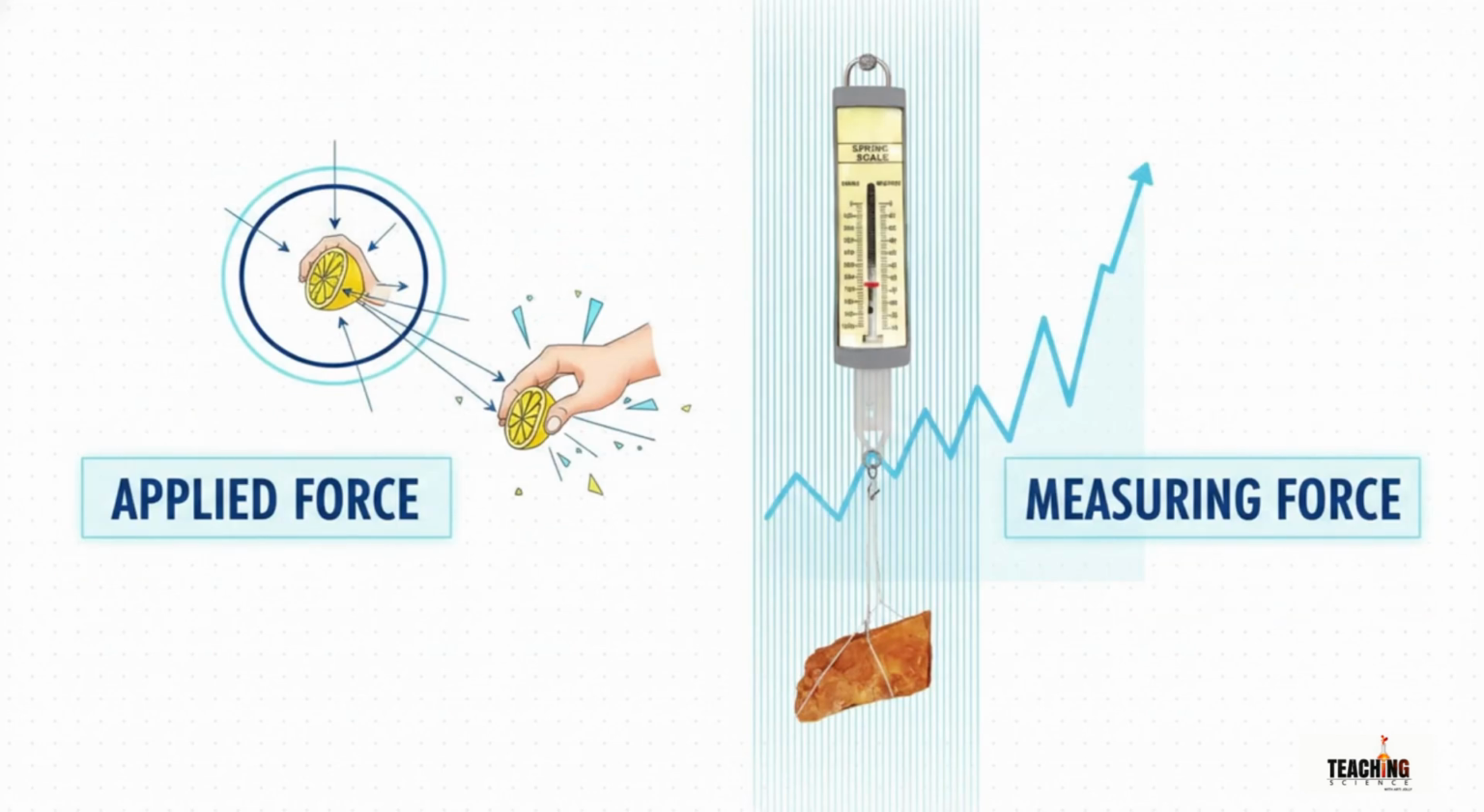But force isn't just about moving things around. Look at this. When you squeeze a lemon, your fingers are applying a force that literally changes the physical shape of the lemon itself. And we can actually measure this stuff too. If you pull the hook at the bottom of a spring balance, it stretches the spring inside. That stretch lets us precisely measure exactly how strong that pulling force is.